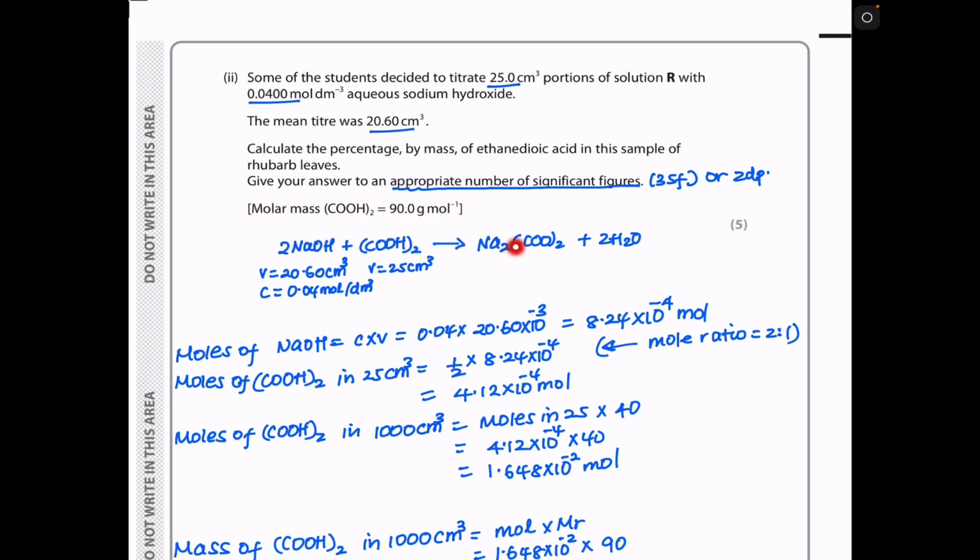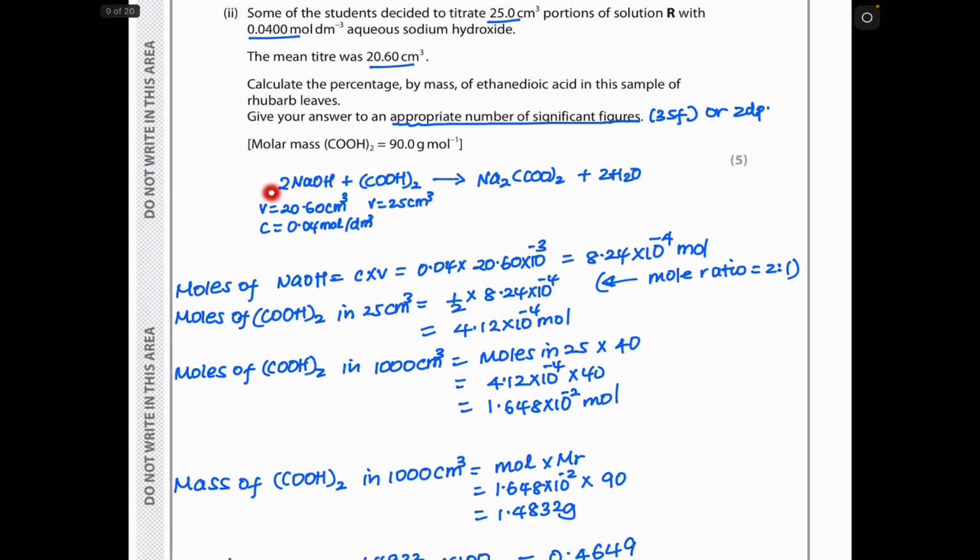Now here I wrote the equation for the reaction one more time using sodium hydroxide. And this is the information for sodium hydroxide, and that is the volume for ethanedioic acid. So since I have this information, I'm going to use this to find the number of moles. So moles of sodium hydroxide will be concentration times volume, which is 20.6 divided by 1,000 times 0.04, giving me that in mole. Now using the mole ratio, the moles of ethanedioic acid are going to be half the moles of sodium hydroxide, which gave me that. But these moles are in 25 centimeters cubed because that is the volume used.